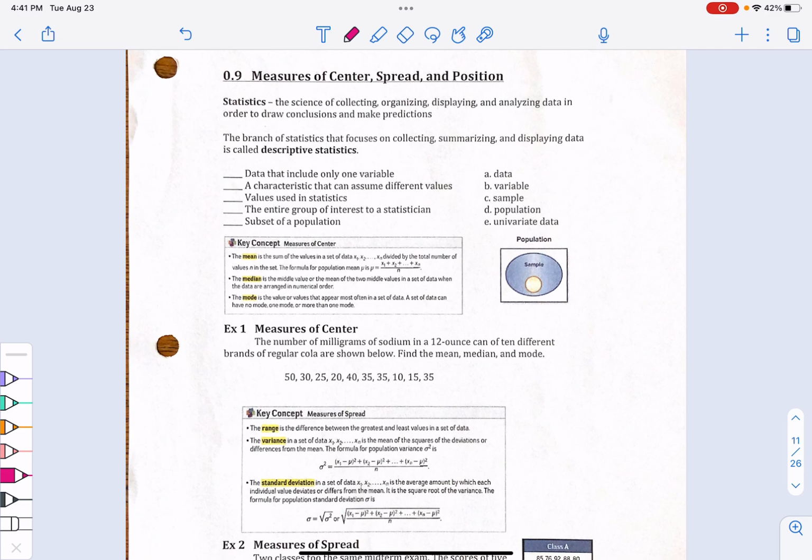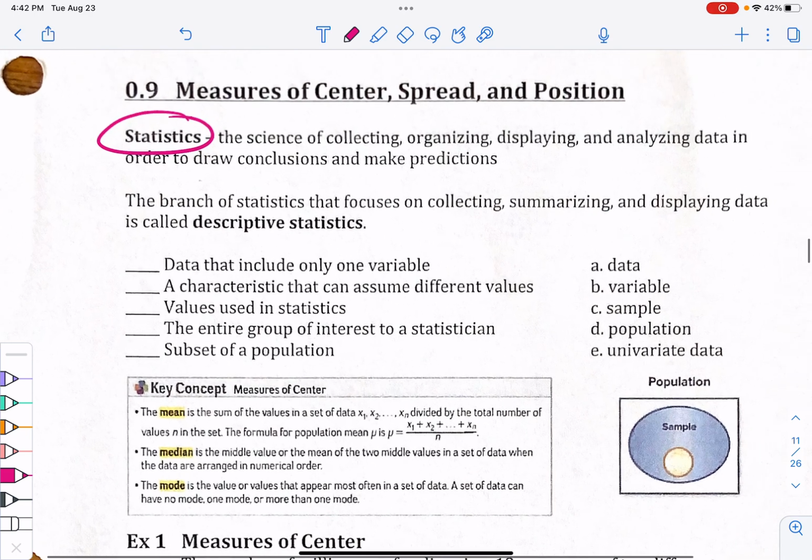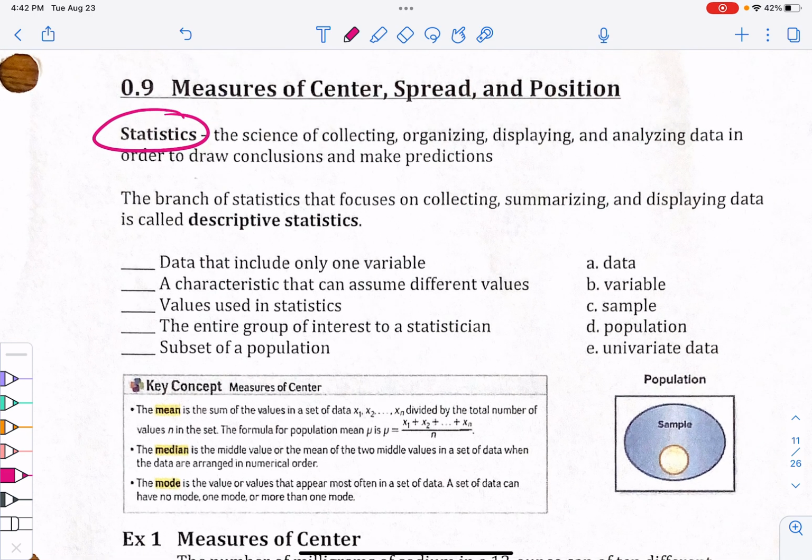So measures of center, spread, and position. The first thing that they discuss is statistics, and it says it's the science of collecting, organizing, displaying, and analyzing data in order to draw conclusions and make predictions, okay? That we probably knew. There's a course that I teach, that seniors can take, that is statistics. And so we will deal with data and all this stuff, okay? The branch of statistics that focuses on collecting, summarizing, and displaying data is called descriptive statistics, okay?